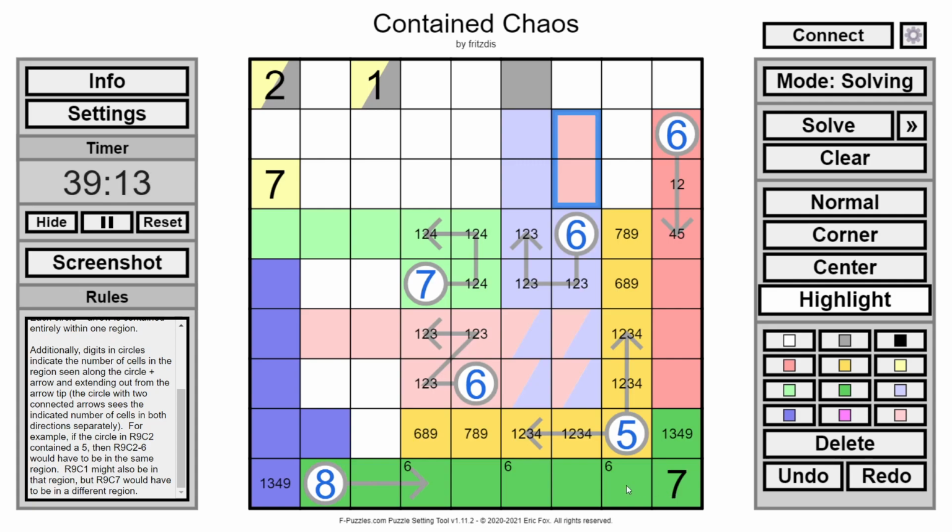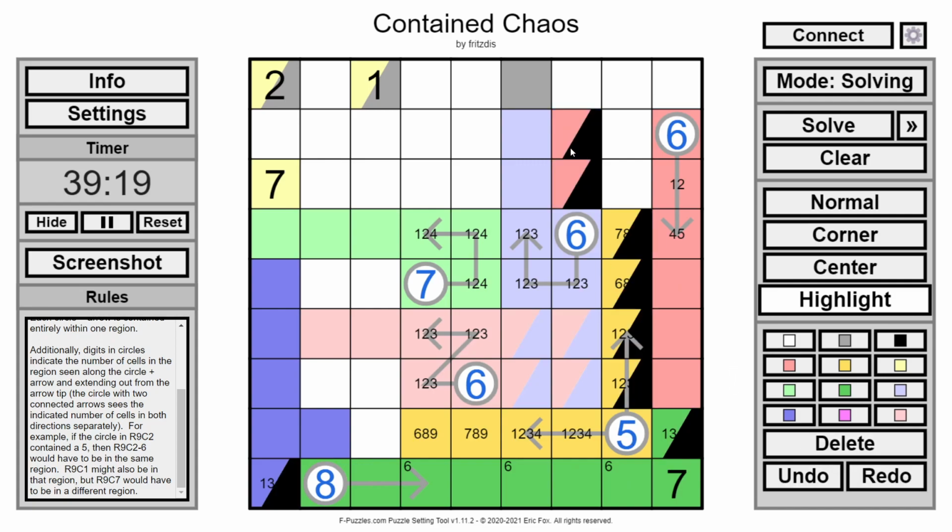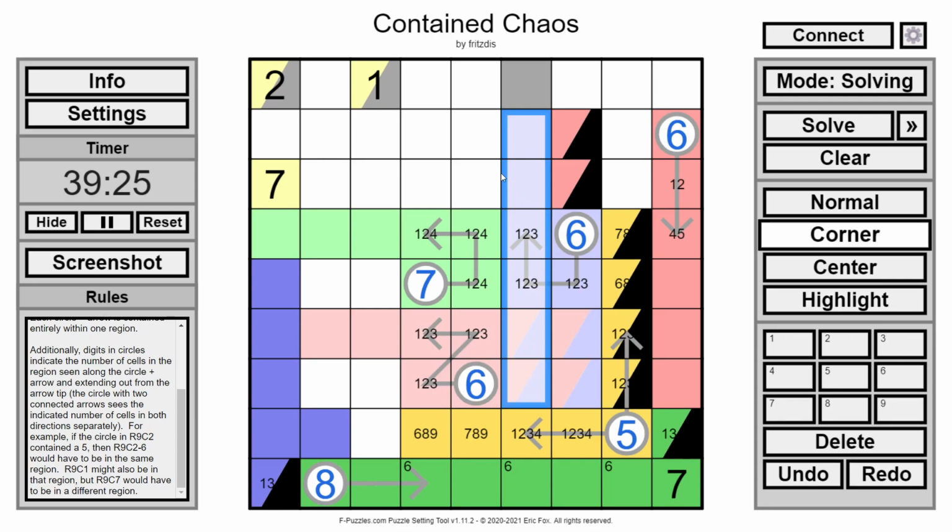Can we do that with any other regions? Because I guess if we put black back, now where does that digit go in light blue? Could be anywhere along here. I guess it couldn't be here because that would block light pink from taking any cells, and it has to take at least one. Or it could be over here, possibly even over here.